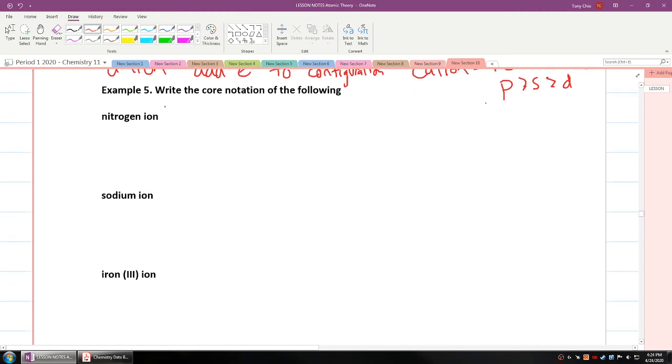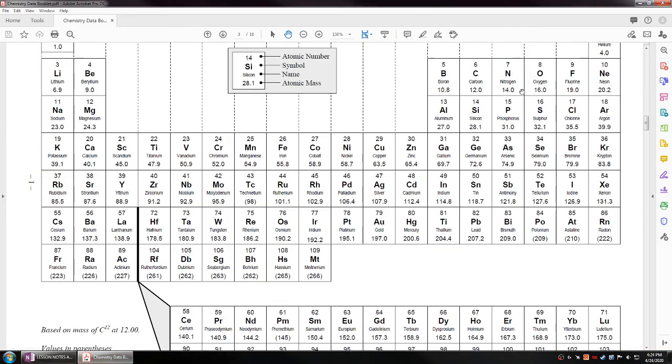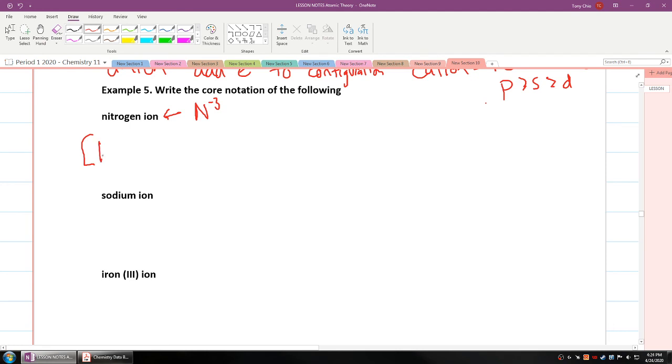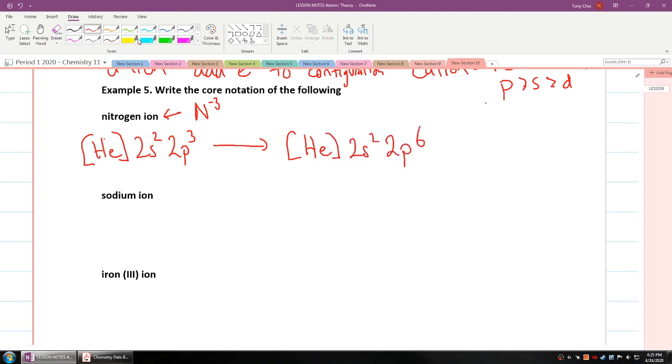So let's get nitrogen ion. Nitrogen ion means that you add 3 electrons, because nitrogen has a -3 charge. So what does that mean? It means that nitrogen, which is right here, gains 3 electrons to get a fuller shell. So its core is still helium. And this is what it would have been, 2s2 and then 2p3. But because it gained 3 electrons, oops, that should be He, then it becomes He 2s2 2p6 because it gained 3 in the 2p's, same as before.